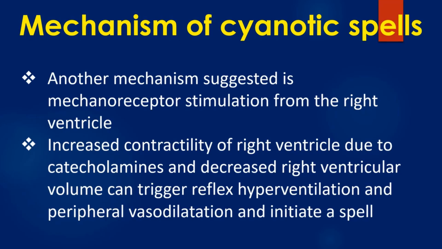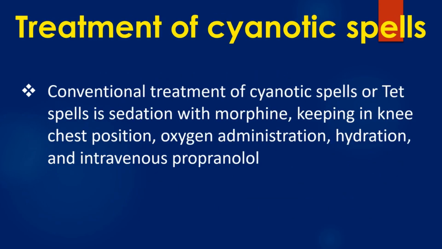Another mechanism suggested is mechanoreceptor stimulation from the right ventricle. Increased contractility of right ventricle due to catecholamines and decreased right ventricular volume can trigger reflex hyperventilation and peripheral vasodilatation and initiate a spell. Conventional treatment of cyanotic spells or TET spells is sedation with morphine, keeping in knee chest position, oxygen administration, hydration and intravenous propranolol.